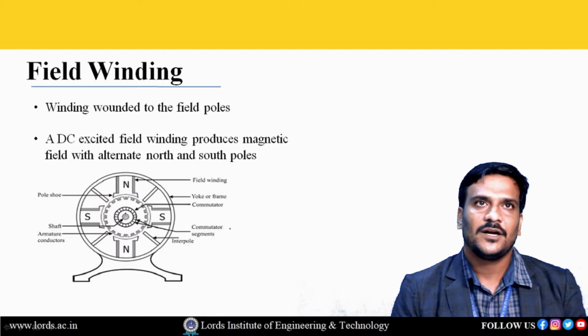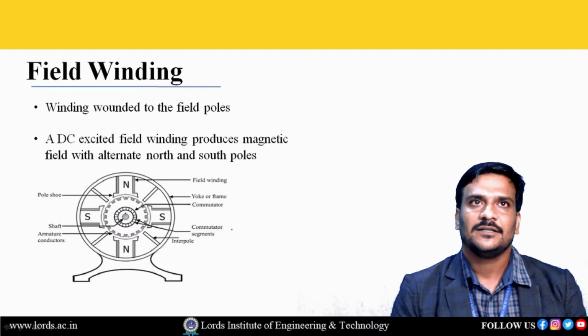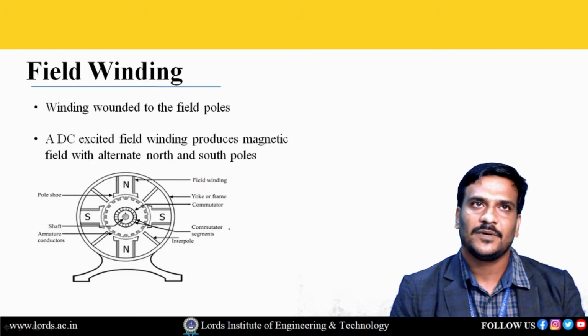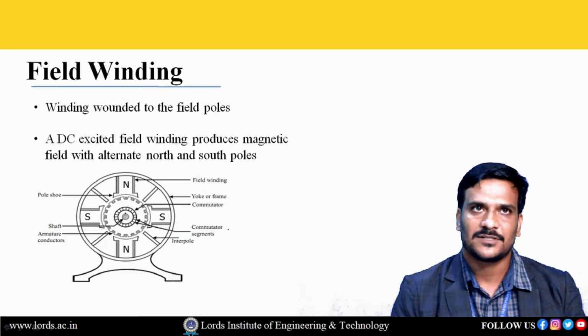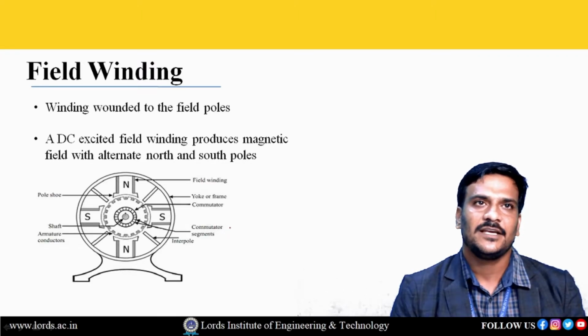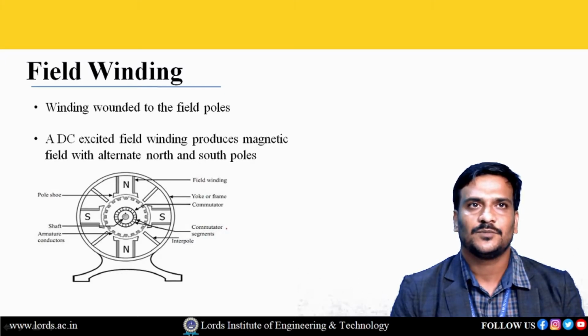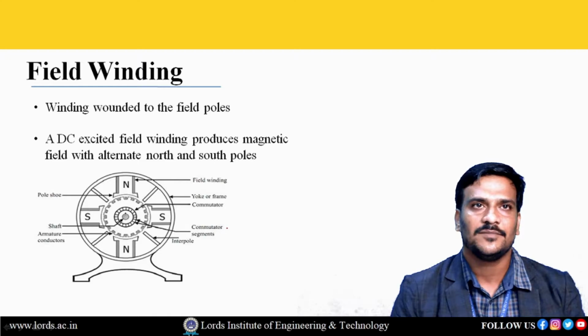The field winding is wound on the pole core and excited by DC to produce alternate north and south poles. Therefore, we can say that DC machines are of heteropolar type construction. In this figure, we can see the field winding wound on the pole cores and excited by DC. Therefore, we can see four poles, alternate north and south, formed in the machine. This is how field windings are wound on the pole cores.